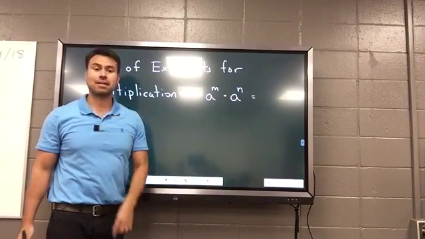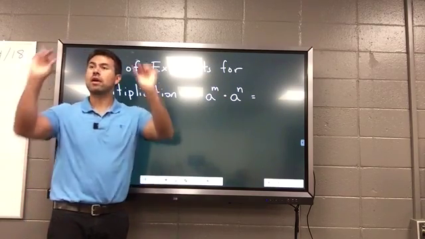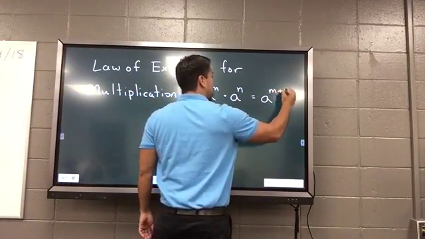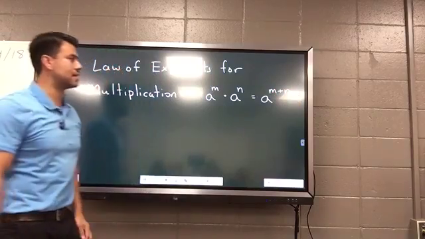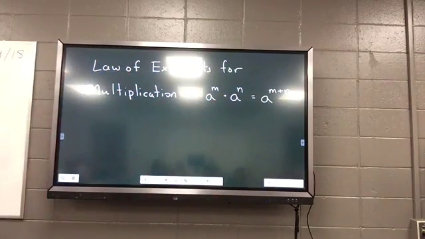Do they have the same base? Yes. What's the same base? A. What do I do with those exponents? I add them together. M plus n. That's the law of exponents for multiplication. That's it. That's the law. Add those exponents when you're multiplying those two powers with the same base. Whew, that's a mouthful. Okay, any questions on that? Pretty straightforward, I think. Okay, here is the second law.